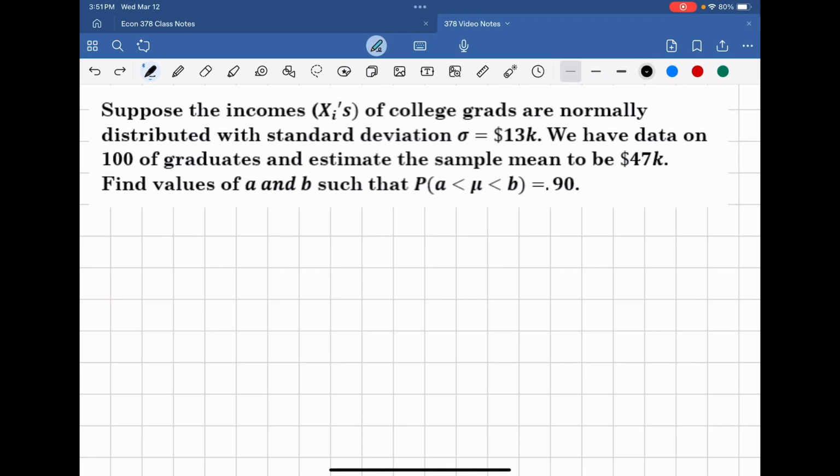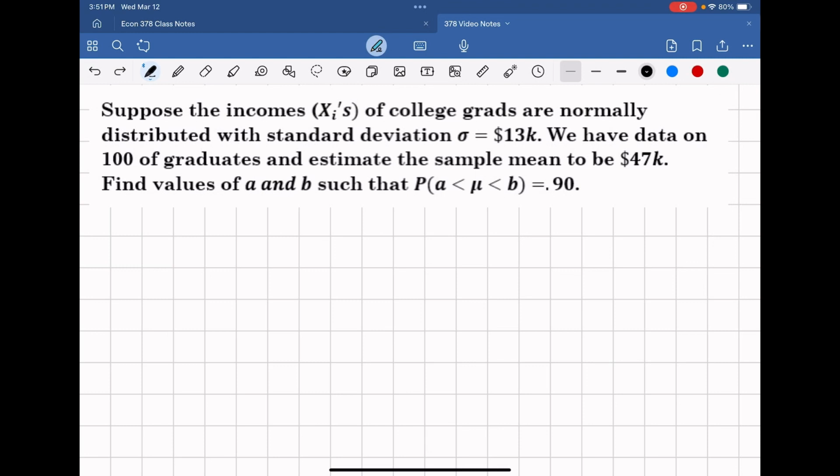Suppose the income, or the random variable x, of college grads is normally distributed with a standard deviation sigma of 13,000. We gather data on 100 graduates and estimate the sample mean to be 47,000. We want to find the values of A and B such that we can put a confidence interval around the population mean such that the probability it's in that confidence interval is 90%.